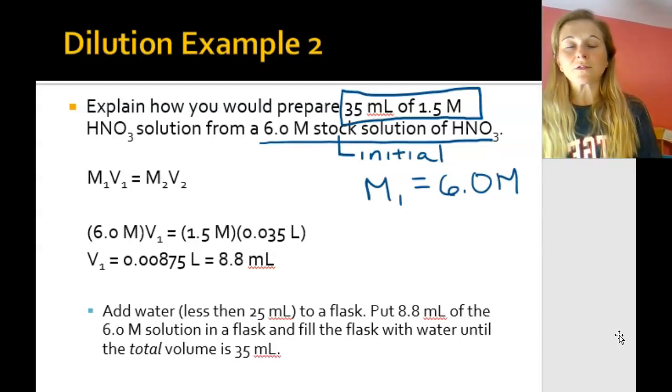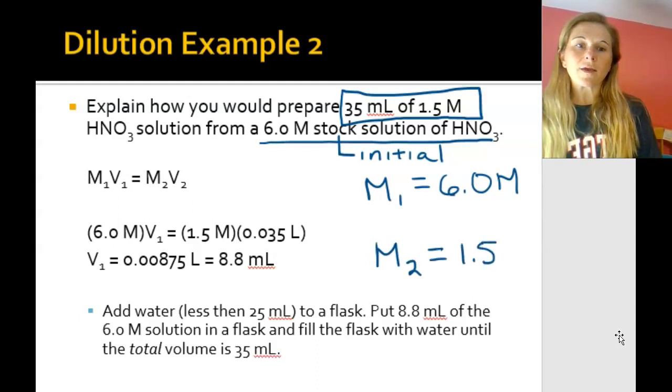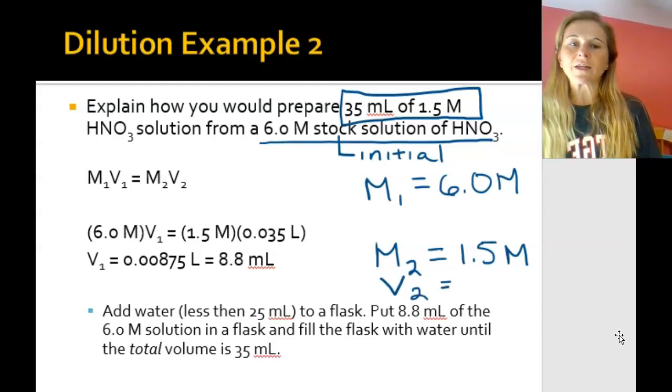And I want to make a solution for you guys to use in the lab that has a molarity of 1.5. So my final concentration is 1.5 because 6 molar is pretty strong. That would not be safe for you guys to use. So I would want to dilute it to 1.5 molar. And when I calculate how much everybody needs, I see that I need 35 milliliters, because I don't want to make 2 liters worth when I only need a small amount.